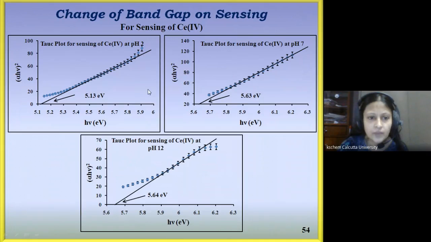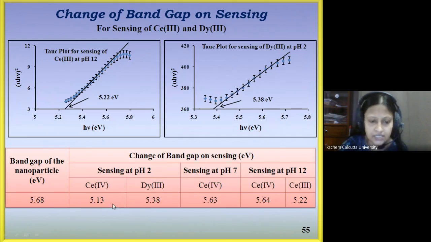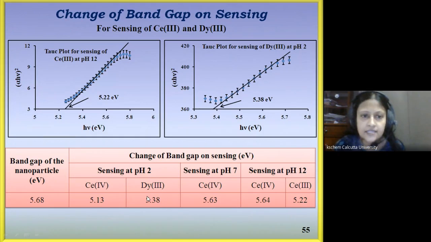And the Tauc plot shows that there is a decrease in the band gap value after sensing. The decrease in the band gap value from the initial condition means that the particles have grown in size. That is, these lanthanoids have invaded the complex of ruthenium Morin and broken the complex and enhanced the size, and that is the reason behind their sensing.